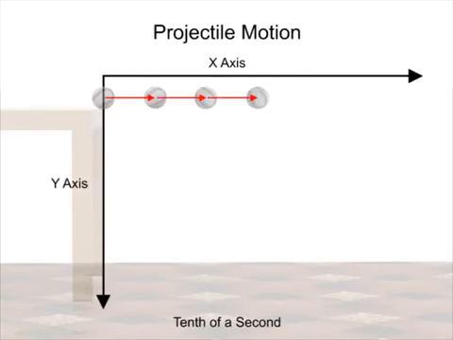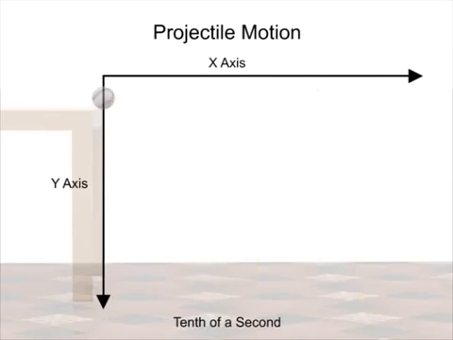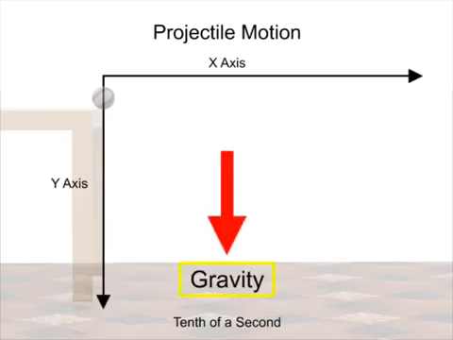Notice that the ball's horizontal movement is equidistant for every unit of time. This is because there is no force accelerating the ball away from the table. The only force acting on the ball is gravity, accelerating the ball towards the ground.